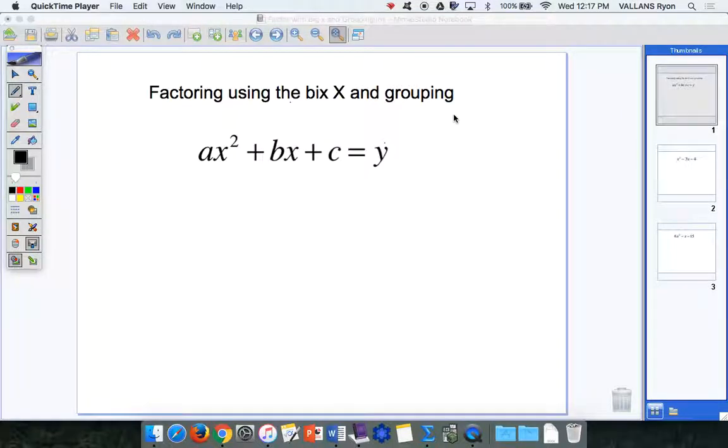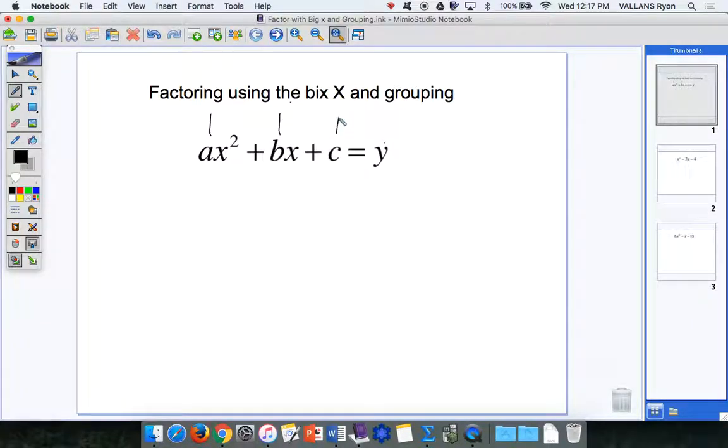So I'm going to go through a different technique for factoring. This is factoring using the big X and grouping. Just the idea that we know what A is, what B is, and what C is. And the reason we call it the big X is just a way of organizing our thoughts on this. So we're going to come up with a number up here that's A times C. Put B down here.